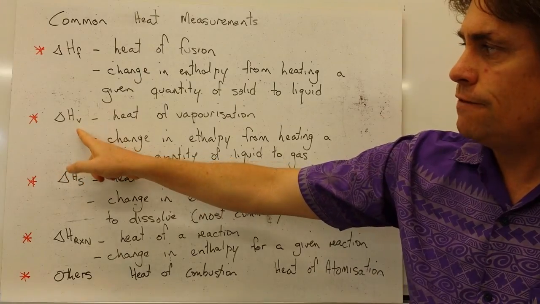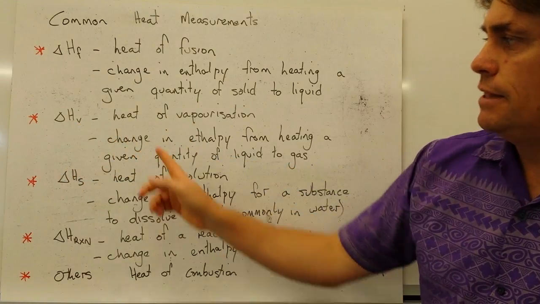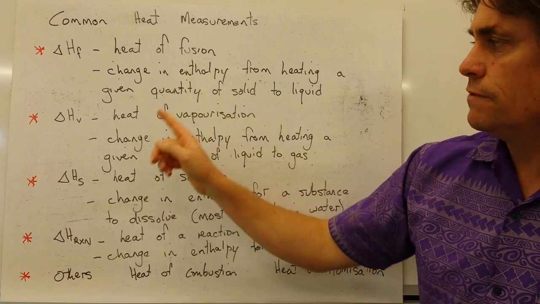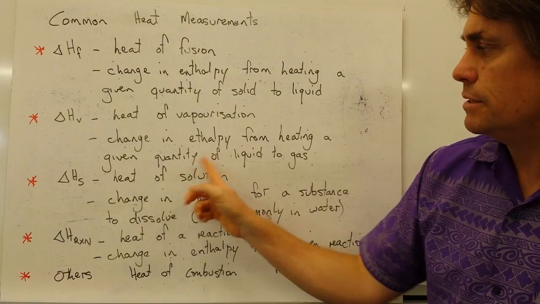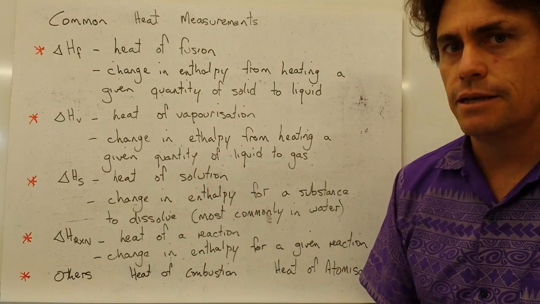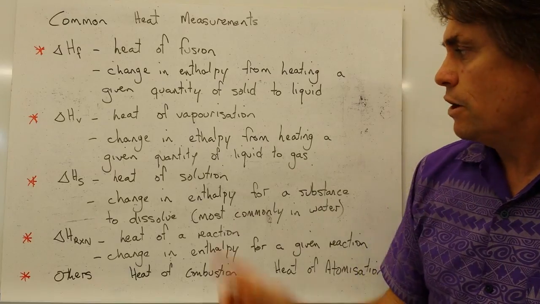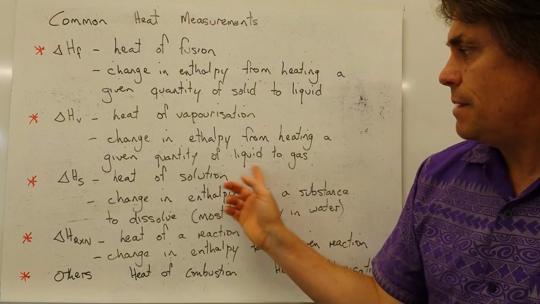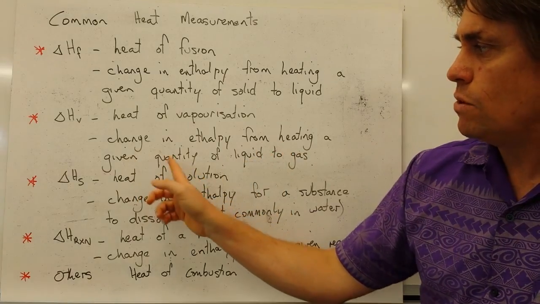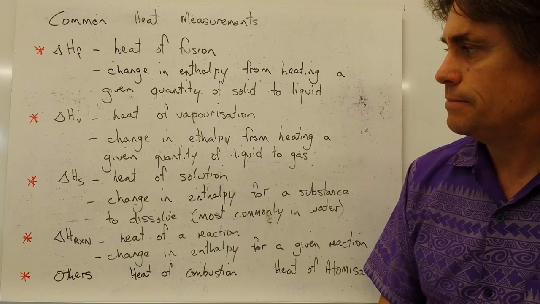Our delta H_v is what we know as our heat of vaporization. And this is an extension of the first one, a change in enthalpy when we heat a given quantity of a substance from a liquid to a gas. So we're talking about this phase change this time. So if we go from liquid water to gaseous water, it's the amount of heat absorbed by that given quantity of water to go from liquid to gas.